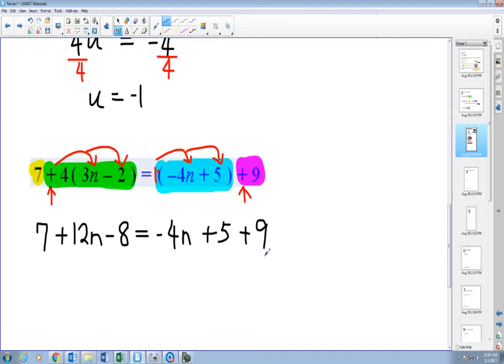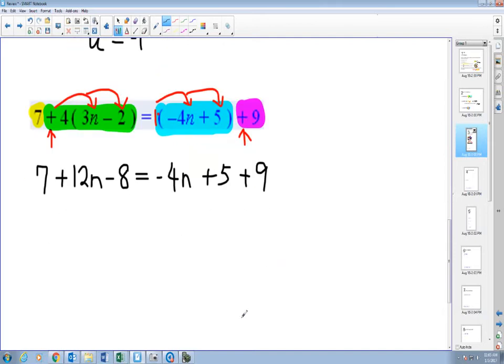Step number 3, combine your like terms on each side of the equal sign. What that does is shrink this equation down a little bit. So my 12n is still 12n. 7 can combine with negative 8, so 7 minus 8, negative 1, equals negative 4n. Nothing to combine on the right hand side, so still negative 4n. Positive 5 plus 9, positive 14.